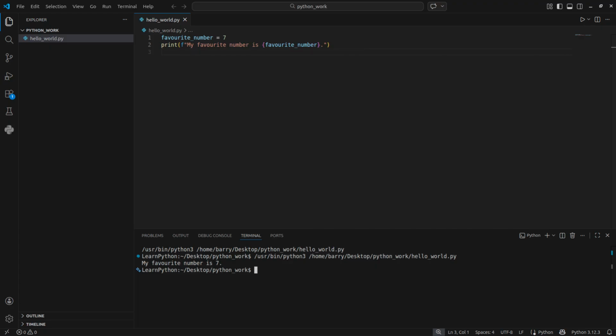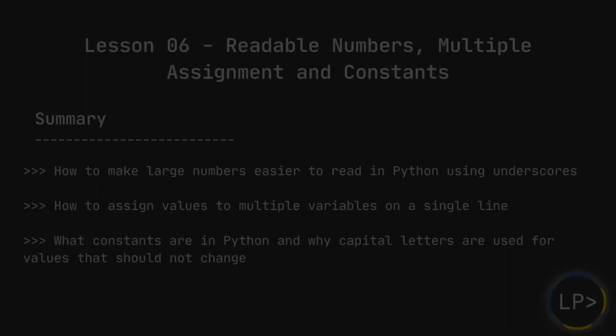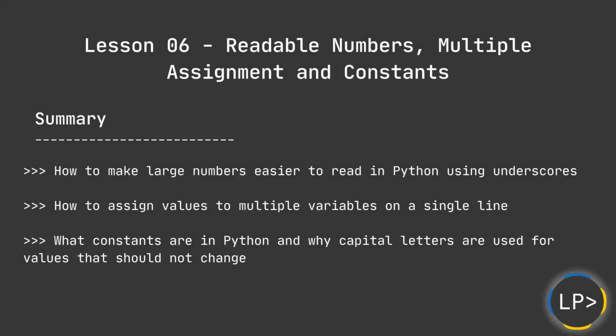And that concludes today's Lesson 6, where you have learned how to make large numbers easier to read in Python using underscores, how to assign values to multiple variables on a single line, and finally what constants are and why capital letters are used for values that should not change.